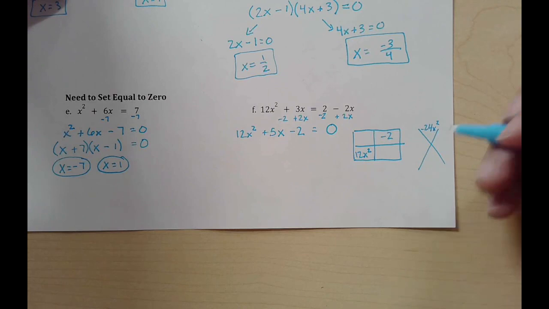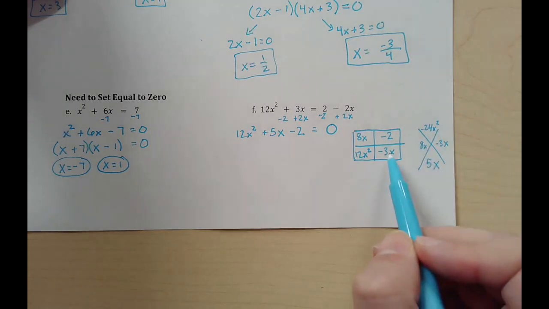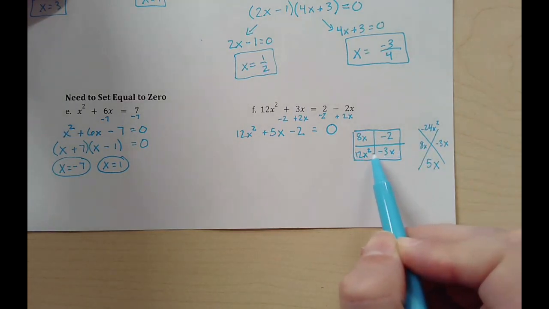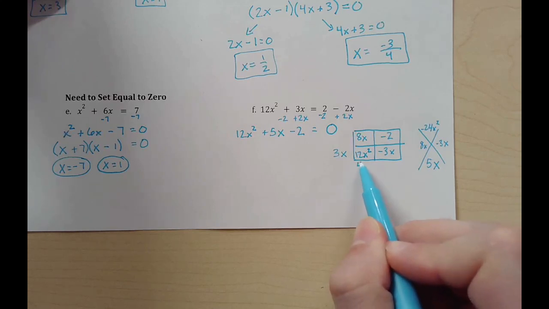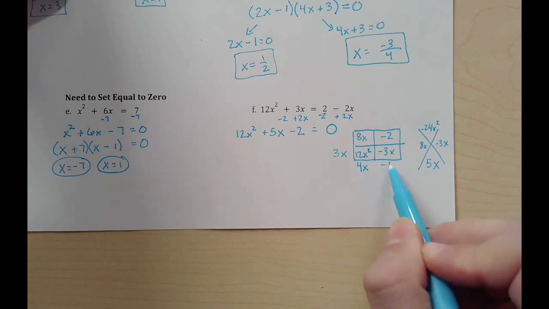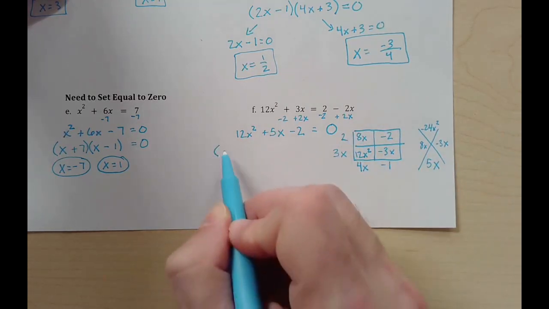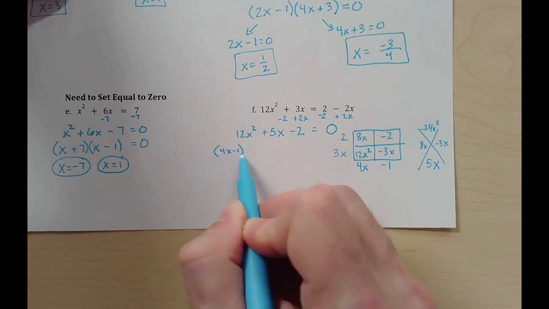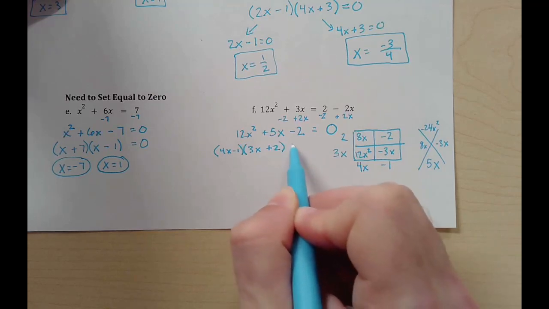All right, looking across here, I'm going to go this way. I can pull out a 3 and an x. Building off of that, this is 4x, this is negative 1, and this is 2. Giving me the factored form of 4x minus 1 times 3x plus 2 equals 0. Now I'm going to go ahead and solve both of these.